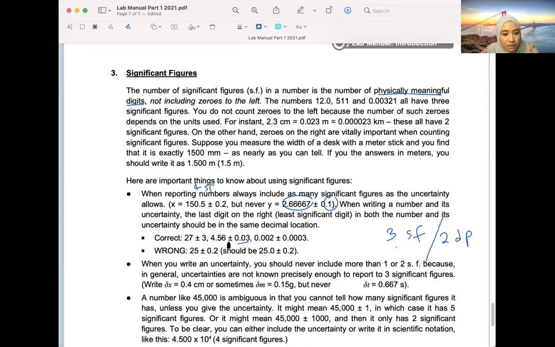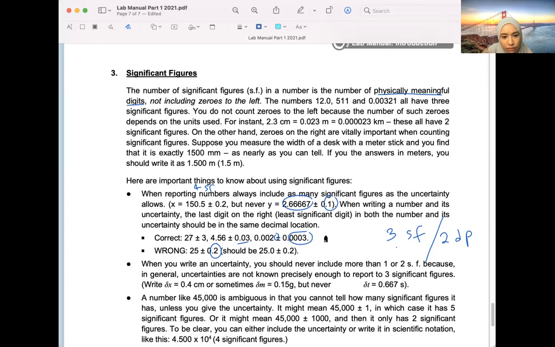correct. 2 decimal places, 2 decimal places. 0.002, so this is 3 decimal places. Plus minus 1, 2, 3, 4. So this is 4. That is okay because it can be like this. Okay. Basically, it has to tally. So if we look at the wrong example, this one does not have a decimal place, but your uncertainty does. So it should be 25.0 plus minus 0.2. Should be like that. Okay.